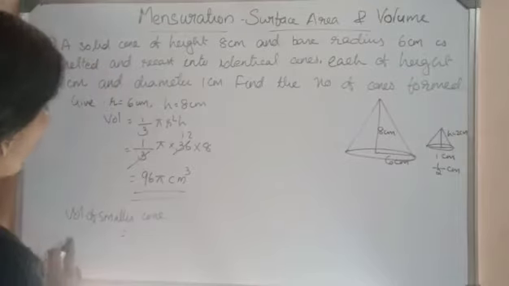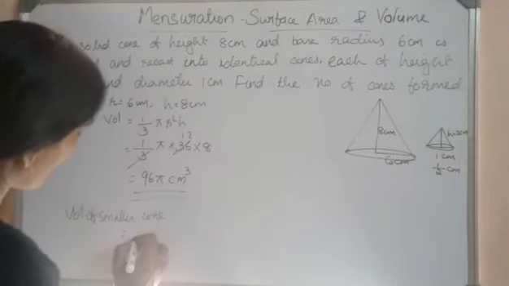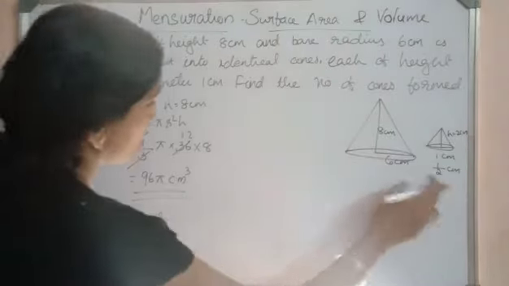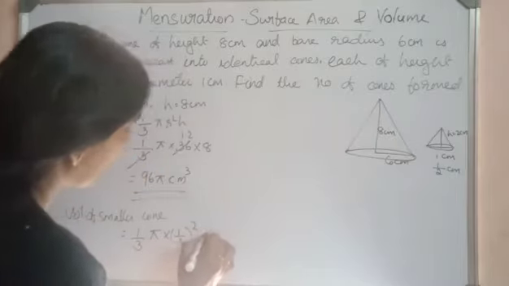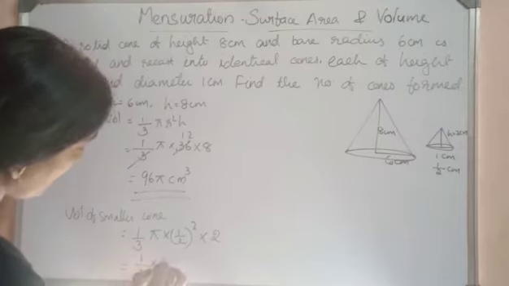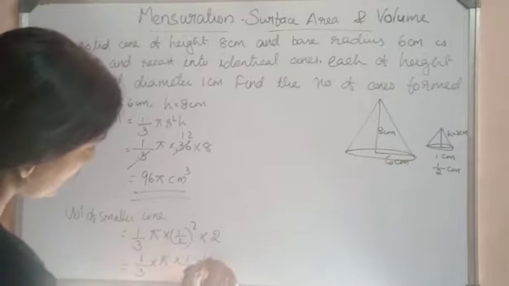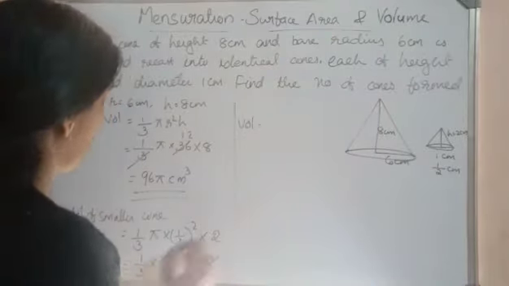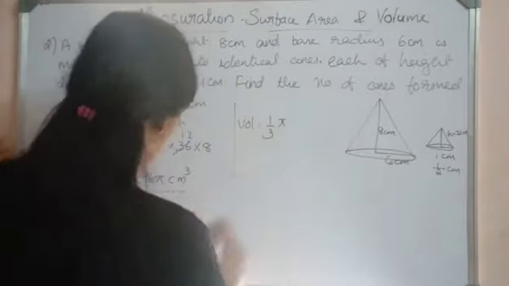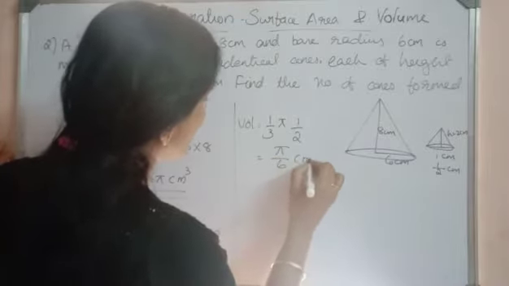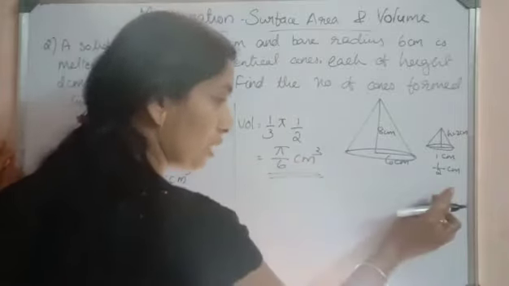Now, we have to find the volume of the smaller cone. Using the same formula, 1 by 3 into pi into the radius 1 by 2, the whole square, into the height 2 centimeters. That's equal to 1 by 3 into pi into 1 by 4 into 2. On cancelling these two, the volume is equal to 1 by 3 into pi into 1 by 2. That's equal to pi by 6 centimeter cube. This is the volume of the smaller cone.